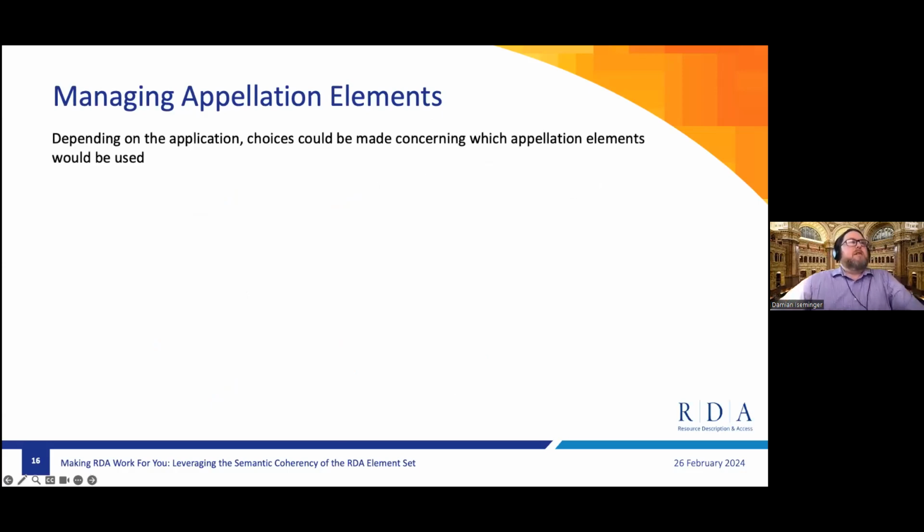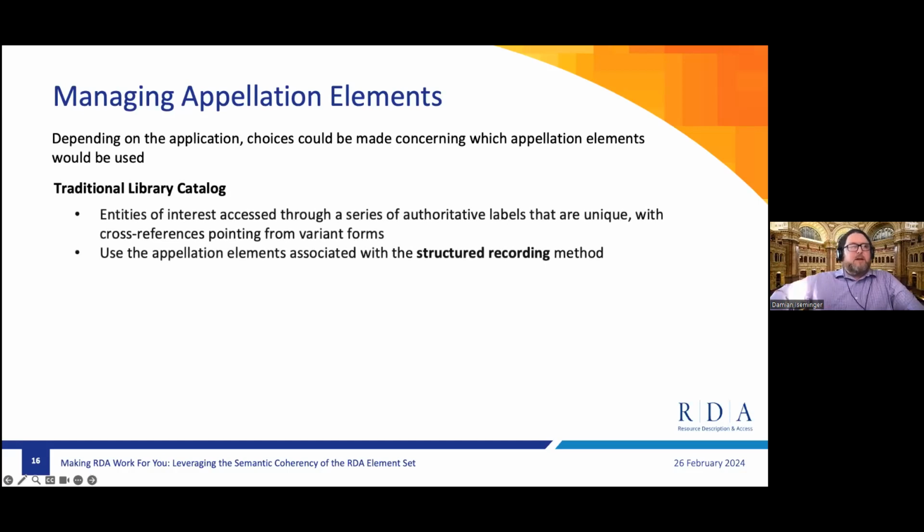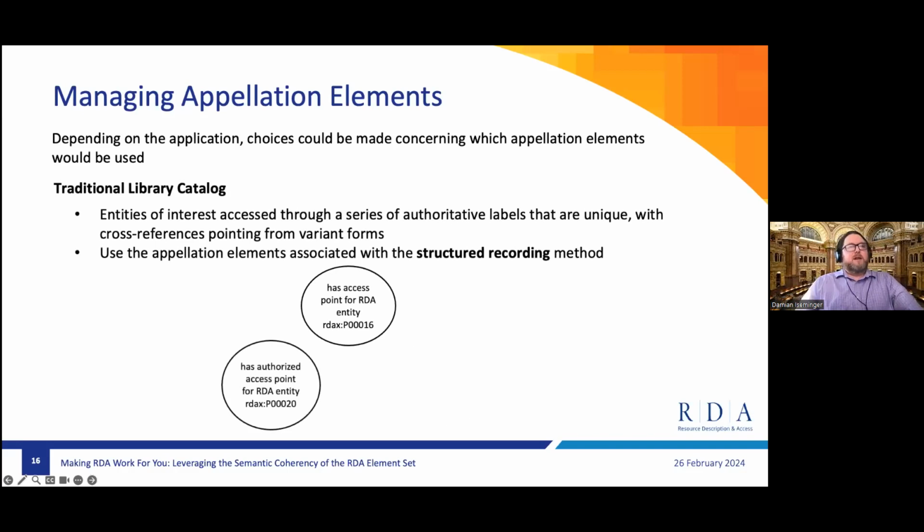So depending on the application, choices can be made concerning which appellation elements would be used. So there's the traditional library catalog. The entities of interest are accessed through a series of authoritative labels that are unique, with cross-references pointing from variant forms. And so the appellation elements that we should be using for this should be associated with the structured recording method. And as a reminder, these are the types of elements that we're talking about, the access point elements.